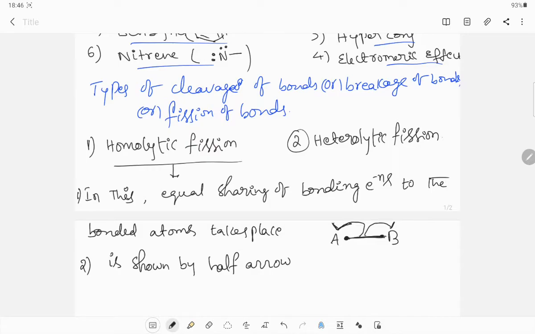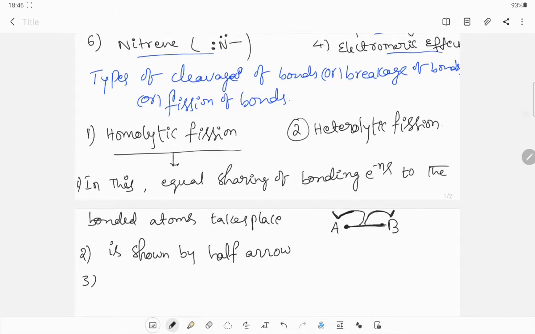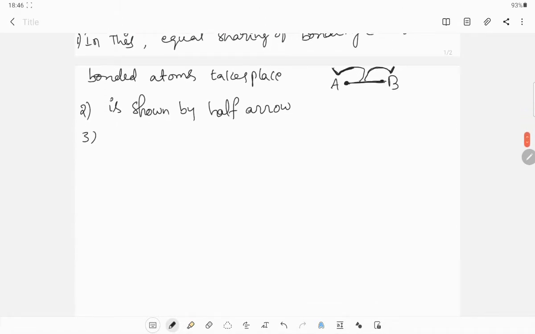So the indication for homolytic fission is what? Half arrow. Half arrow is the indication for homolytic fission. Next, the third point we need to consider: what are the favorable conditions for homolytic fission? That is the heating condition.